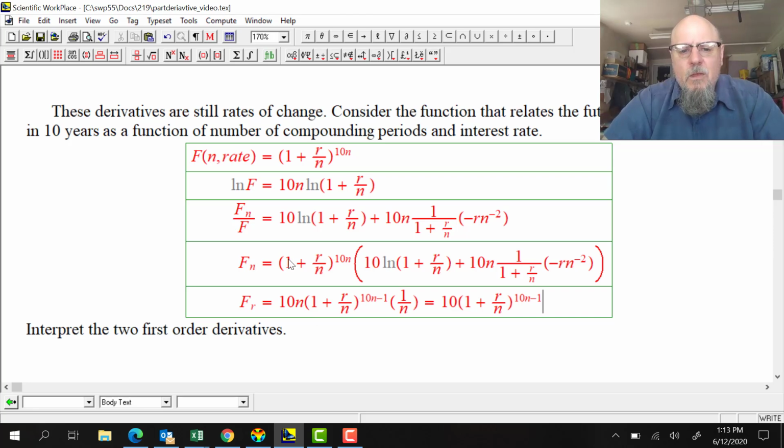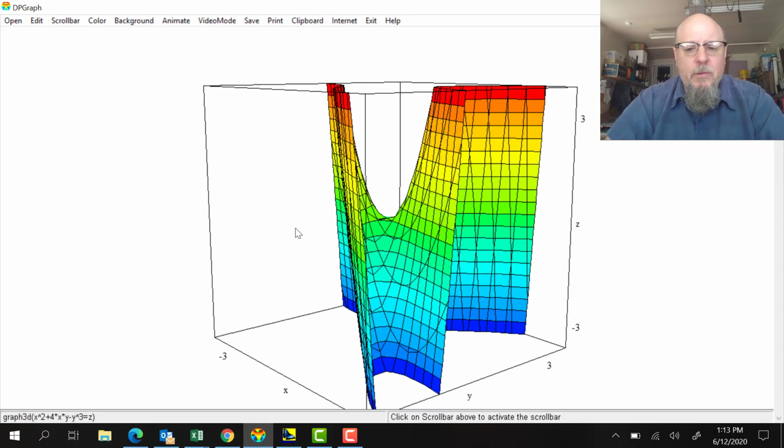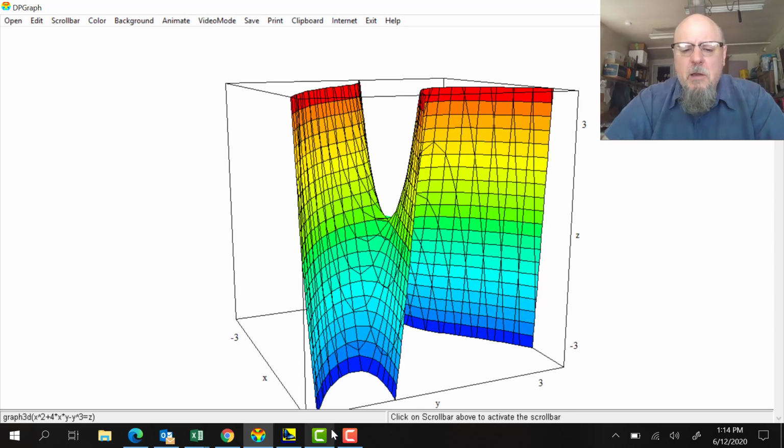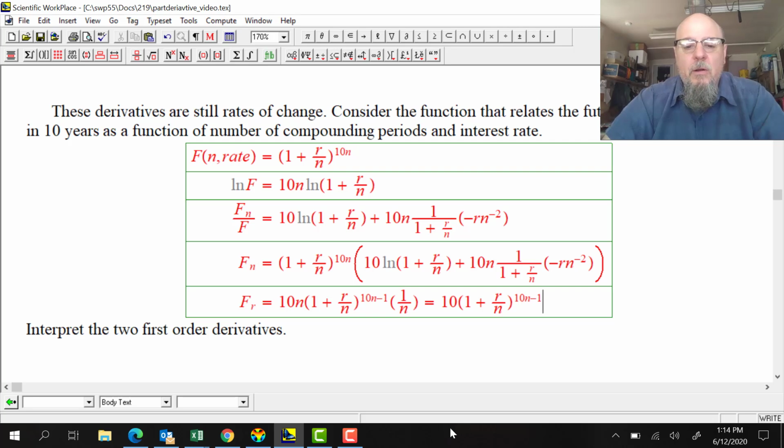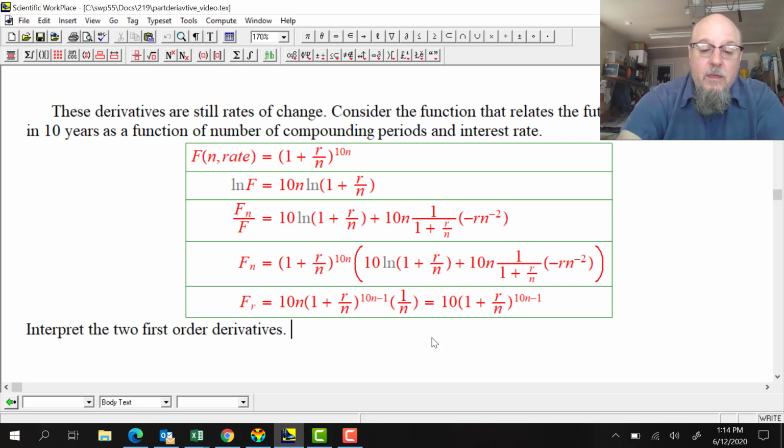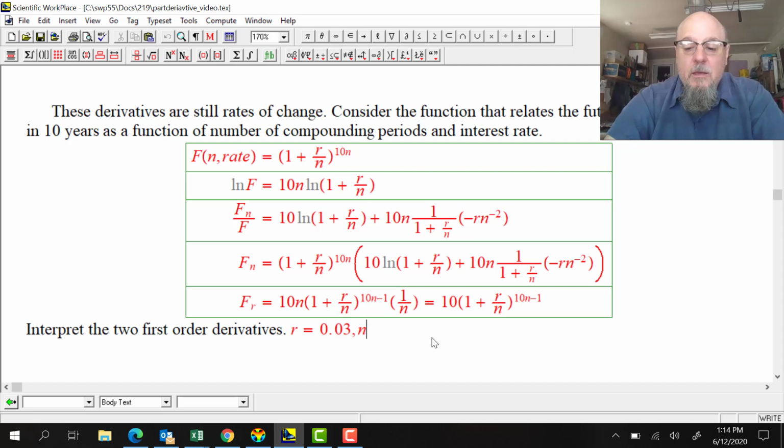Well, we could talk about it geometrically as some kind of slope. But it's a money formula, so let's talk about it in terms of money. And to make it more real, let's give an interest rate. Say the interest rate was 3%, and say the compounding period was 4. So this investment that we're putting our dollar in is going to sit there for 10 years, and I'm going to get 3% interest compounded quarterly.